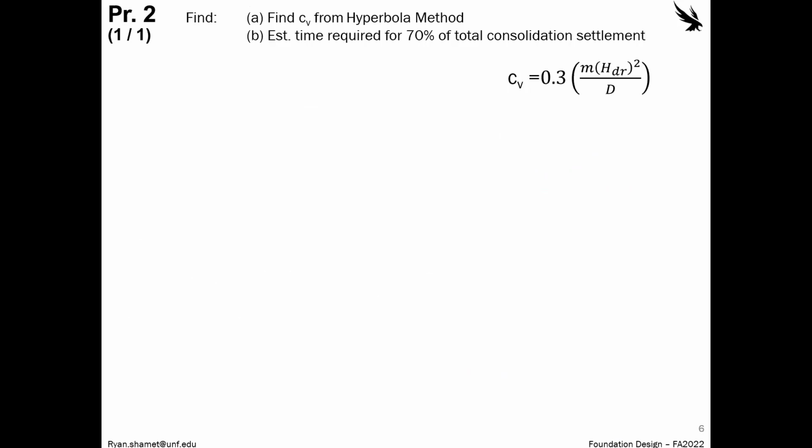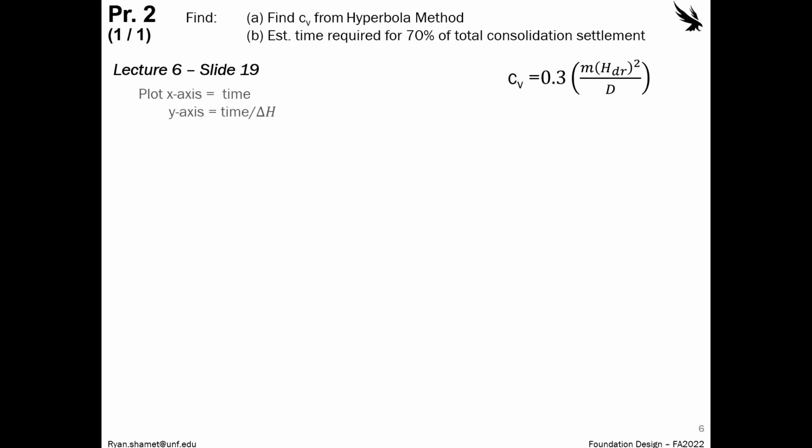All right, problem number 2. So this one, we needed to find the Cv from the hyperbola method, and then also find the estimated time for about 70% of the total consolidation settlement. So our equation for the hyperbola method is shown here. This is our coefficient of consolidation.